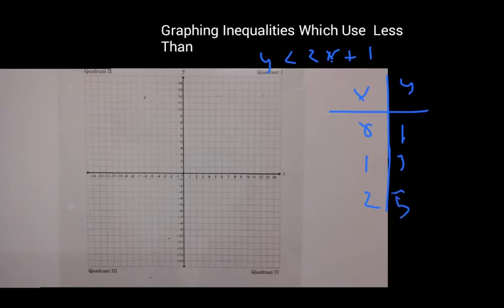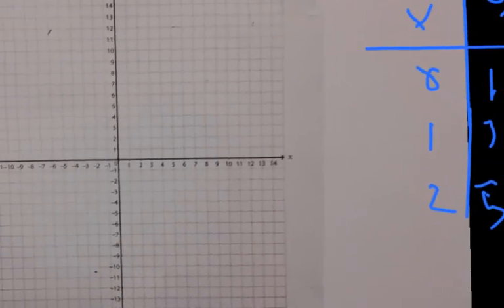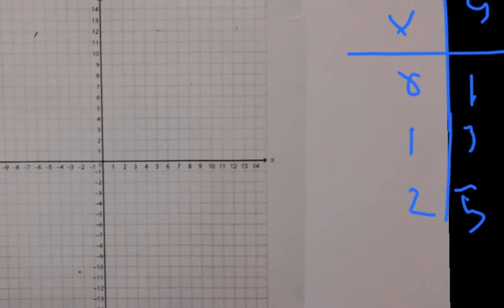So our coordinates are 0, 1, and I'm going to zoom in on this a little bit so I can get it on the graph better. Go over 0, up 1. Then 1, 3, go over 1, up 3. And over 2, up 5. And we should see a straight line, which we do.